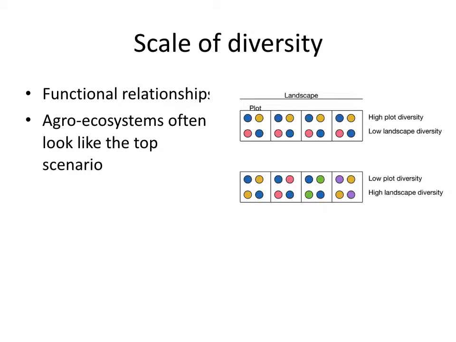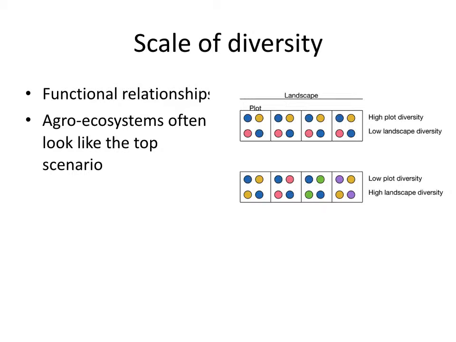If you look at the bottom scenario, you find something a little bit different. Each plot only has 2 species, and if you were only looking on a plot basis, you would say that the landscape on the top is more species rich than the landscape on the bottom, because they only have 2 species per plot. However, if you sum up the entire landscape, what you find is that you have 1, 2, 3, 4, 5. You have 5 species total in the landscape, whereas the one on the top only had 3.